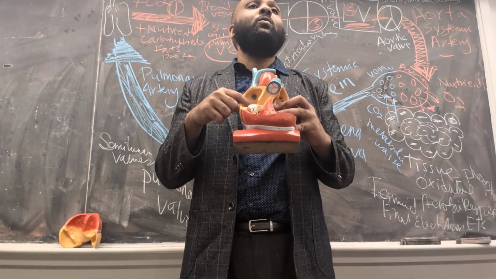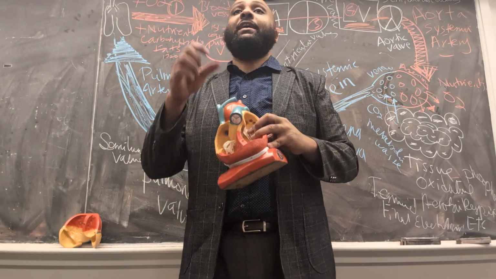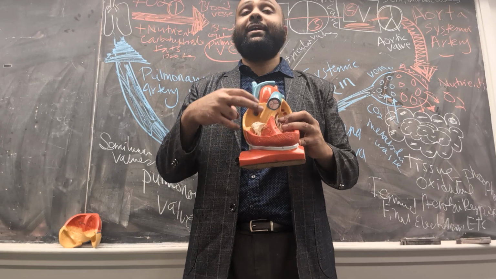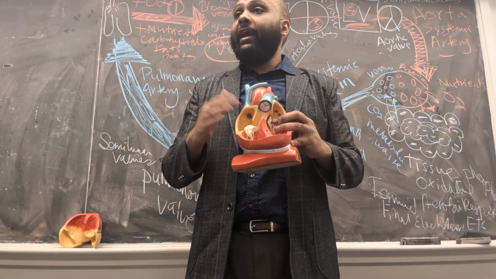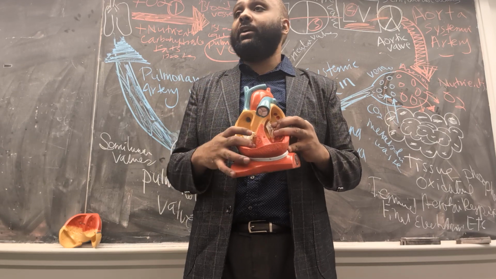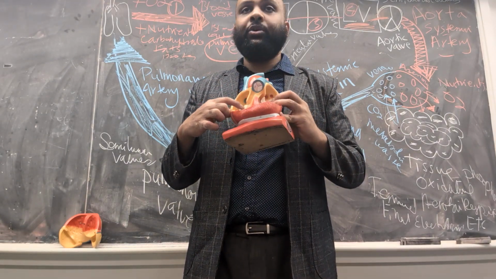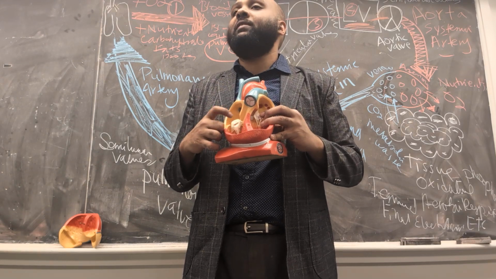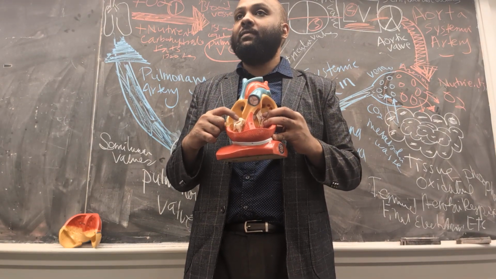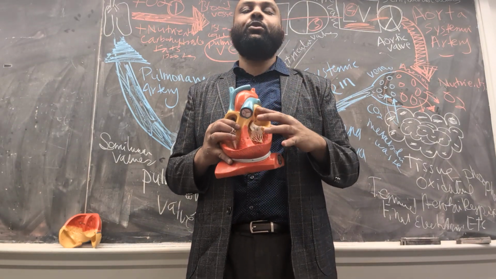If I point to the right one, you say it's between the right atria and the right ventricle. It's an atrioventricular valve because it's between an atria and a ventricle. It's on the right, so it's a right atrioventricular valve, and it is your tricuspid valve. This is your tricuspid valve. So where's the aorta valve? We're going to get to that. Let's now go step by step.